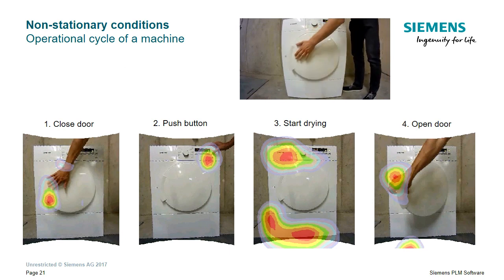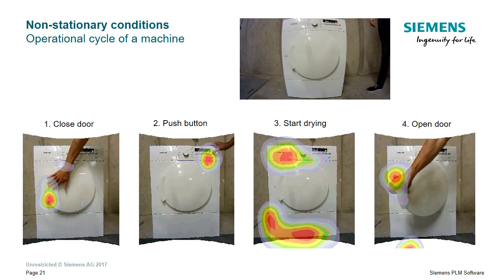Another example that I want to show is about some non-stationary conditions. In this case, we use the example of a washing machine. Or a dryer, actually. It's a dryer. The machine goes through a couple of different cycles. We see the door closed. We see the operator push the button, the drying starts, and at the end the door opens.